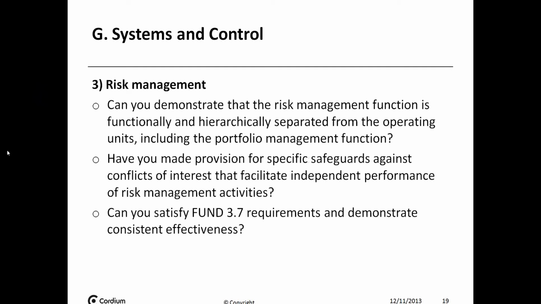Moving on to risk management. So the big question out there, and I don't know if anyone noticed, the last 2 days, the FCA has come up with some interesting updates in relation to the use of proportionality in applying Article 15.1. Essentially, the question in the form says, can you demonstrate that the risk management is functionally and hierarchically separate from the operating units, including the portfolio management function?